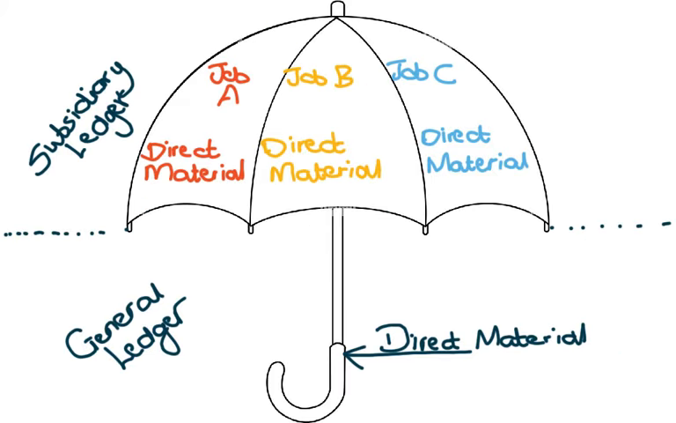This is just a presentation of your subsidiary ledgers. You will have different accounts for different jobs, and then all of these accounts will feed into your general ledger account. So in this presentation, we have direct materials for job A, B, and C, and then all this information will feed into the direct material control account that is in the general ledger.